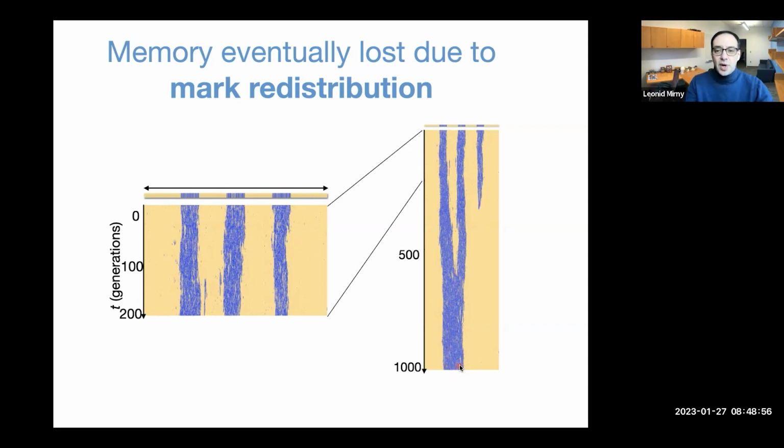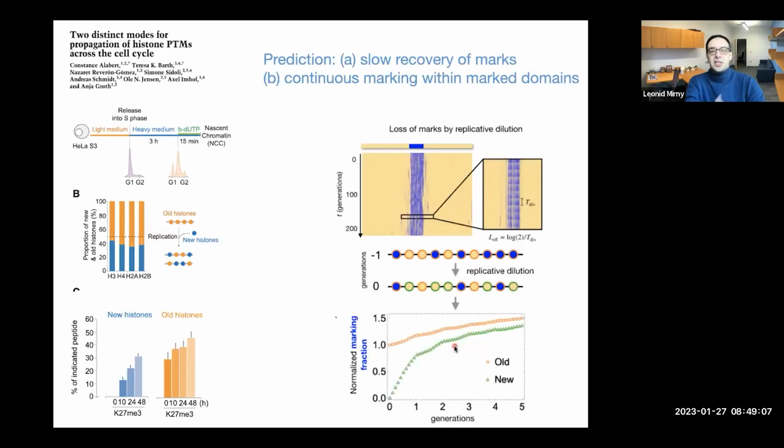And in fact, the stable state is one big heterochromatic domain. So this is not a perfect memory, but it's a long-lasting memory. And hundreds of cell divisions is a pretty good time scale over which you want to maintain this.